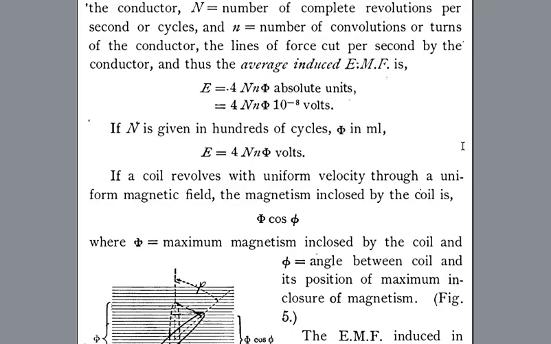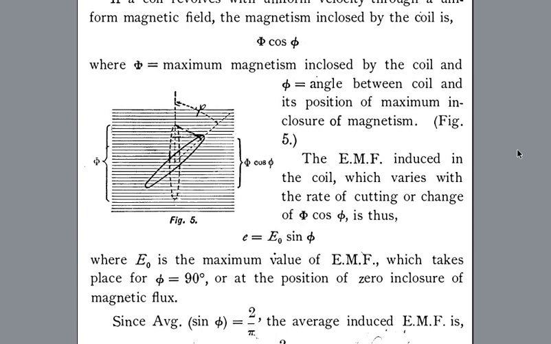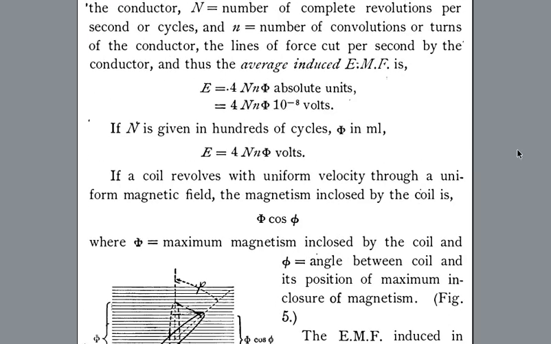4 nNΦ volts. If a coil revolves with uniform velocity through a uniform magnetic field, the magnetism enclosed by the coil is equal to Φ cos φ, where capital Φ is the maximum magnetism enclosed by the coil, and lowercase φ is the angle between the coil and its position of maximum enclosure of magnetism, as shown in Figure 5. The electromotive force induced in the coil, which varies with the rate of cutting or change of Φ cos φ, is thus equal to E0 sin φ, where E0 is the maximum value of electromotive force, which takes place for φ equal to 90 degrees, or at the position of zero enclosure of magnetic flux.